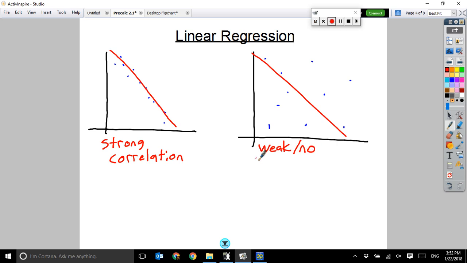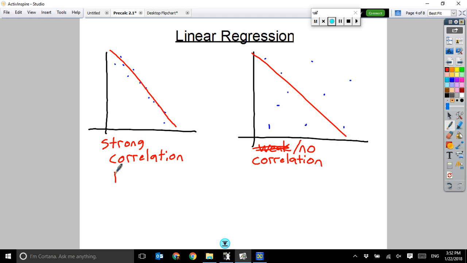Or no correlation. Thank you. Okay, and for this one, I would specifically say that it is no correlation. Okay, so the further away from the line those points are, the weaker my correlation is until I get to something like this, no correlation.